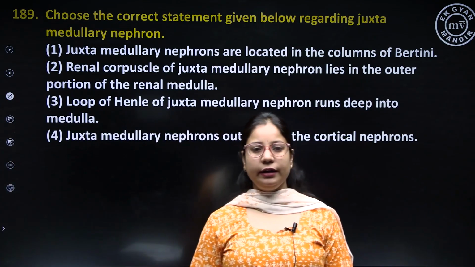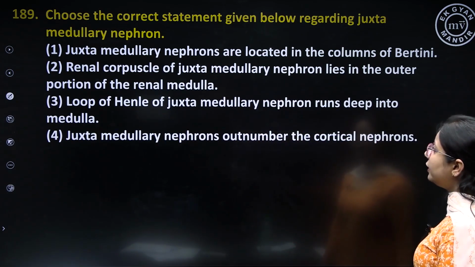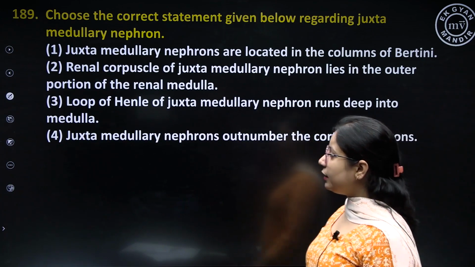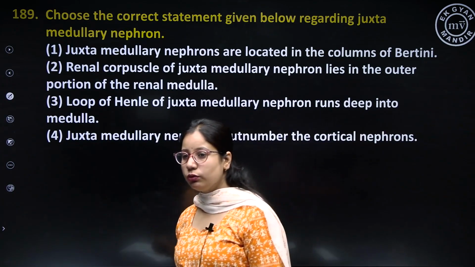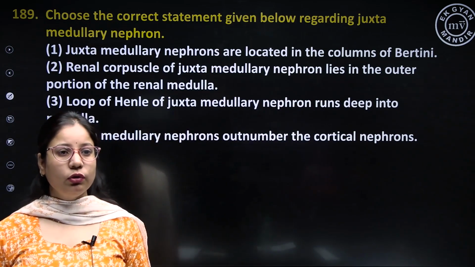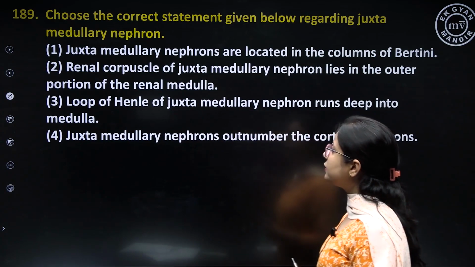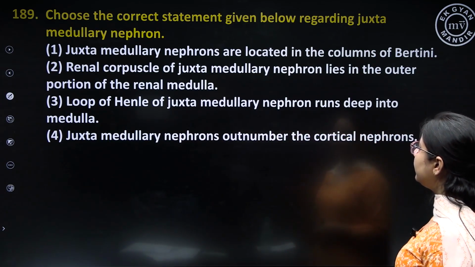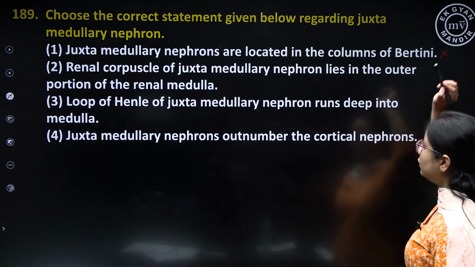Question number 189. Choose the correct statement given below regarding juxtamedullary nephron. So these are some statements which are given with respect to juxtamedullary nephrons. We have to choose the correct statement out of these. First is juxtamedullary nephrons are located in the columns of Bertini. No, this is a wrong statement.